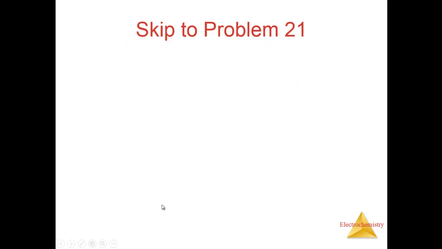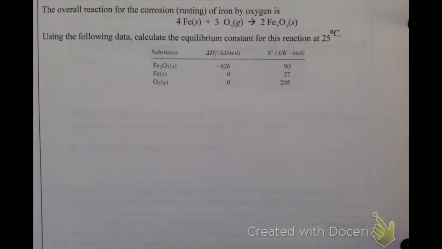Okay, so we're going to skip ahead to problem 21. Alrighty. For this one, for the overall reaction, we want to find the equilibrium constant. So we need to find K. The equation that we have that uses that is delta G equals negative RT ln K. So go ahead and try it, and then come back when you're done. Okay, so delta G is negative RT ln K, and then I can also use delta G equals delta H minus T delta S.